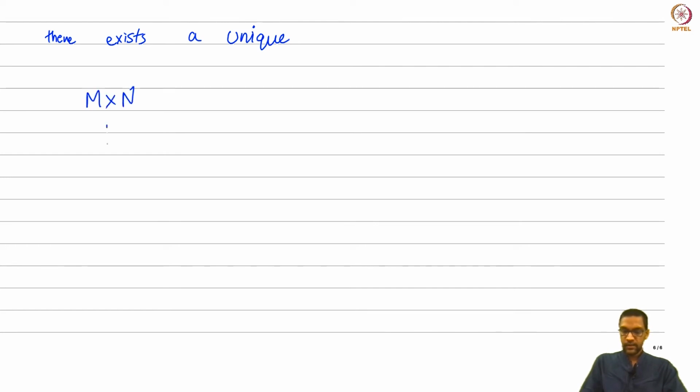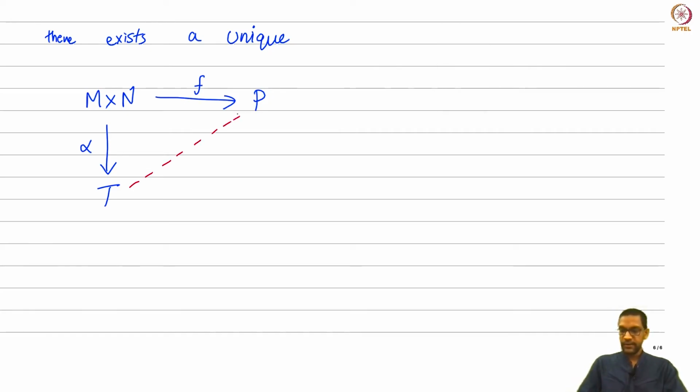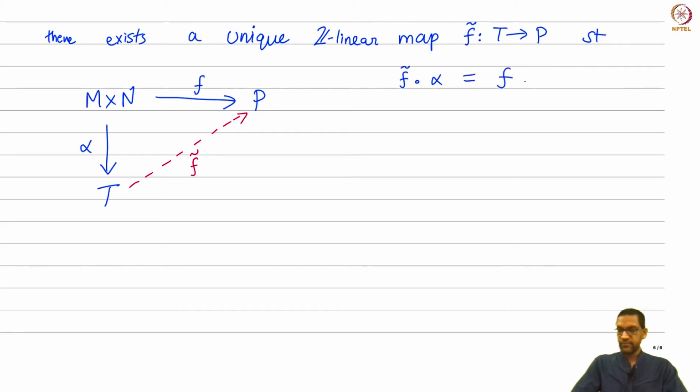From M cross N to T, that's my tensor product. Now what I'm saying is, given any P and any F, any R balanced map, I can find a unique map from T to P. Okay, there exists a unique, and what kind of map? Now T and P are both Z modules, or they are abelian groups. So there exists a unique Z linear homomorphism, or a homomorphism of Z modules, Z linear map F tilde from T to P, such that this diagram commutes. Okay, F tilde composition alpha gives me F.